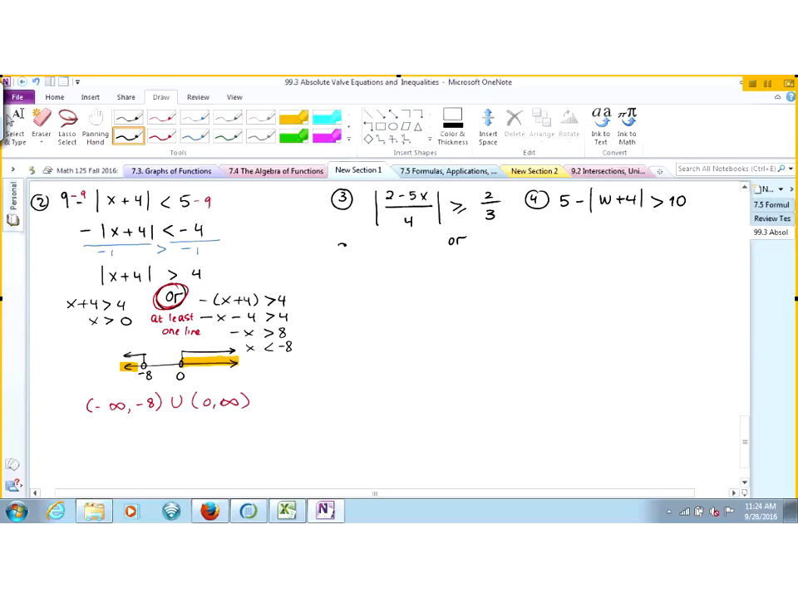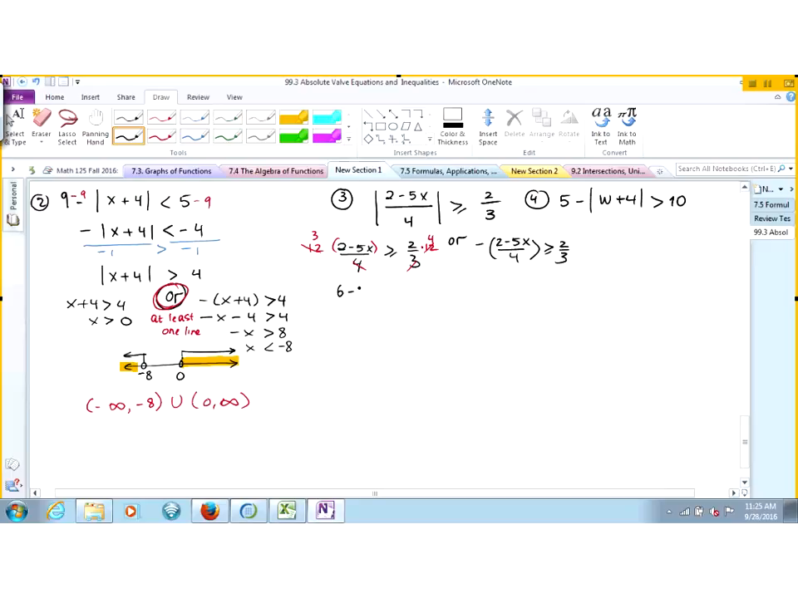Okay, so or what? What am I supposed to write here? 2 minus 5x over 4 and the negative of the original one. 2 minus 5x over 4, and then greater than or equal to 2/3. What do you do now? Multiply by 12 on both sides. So this is 3, this is 4.